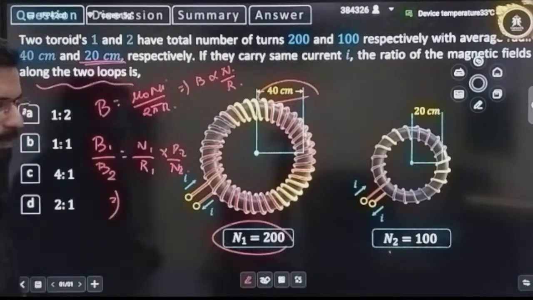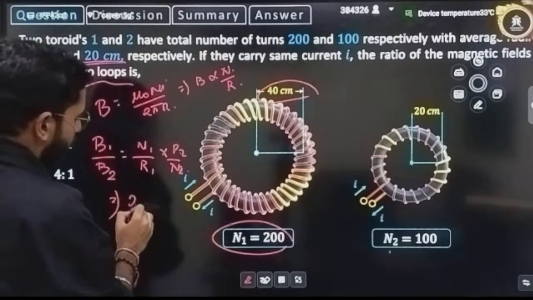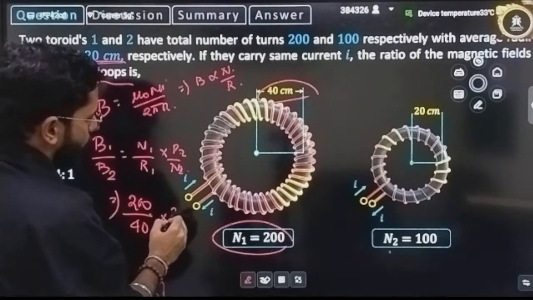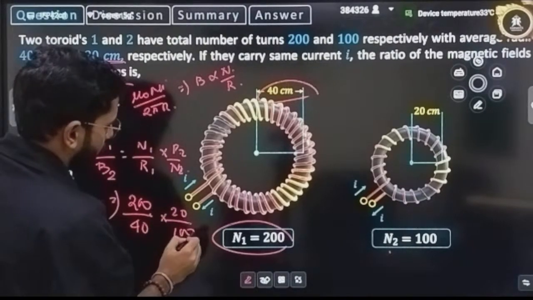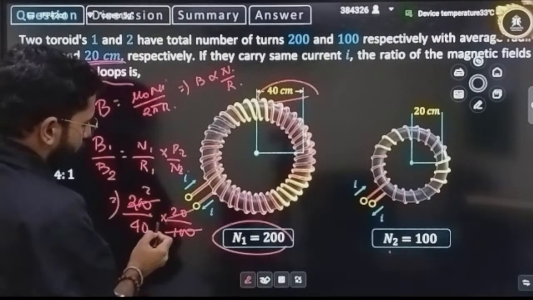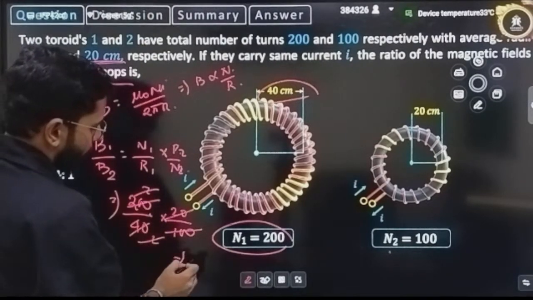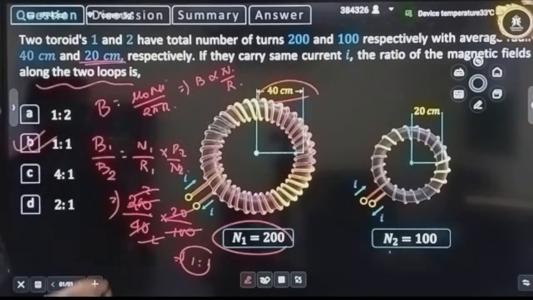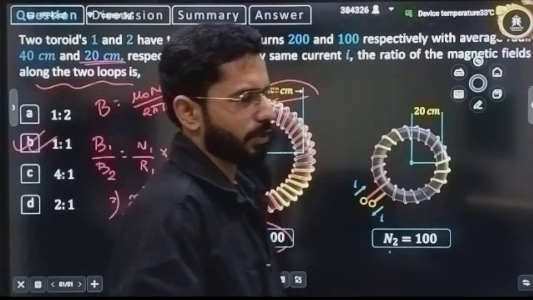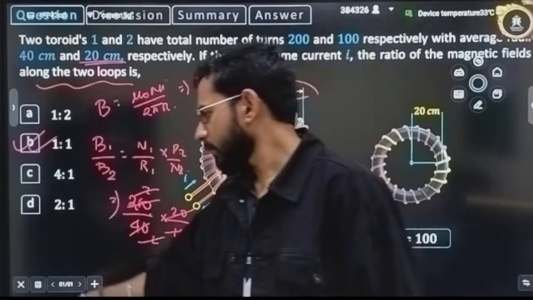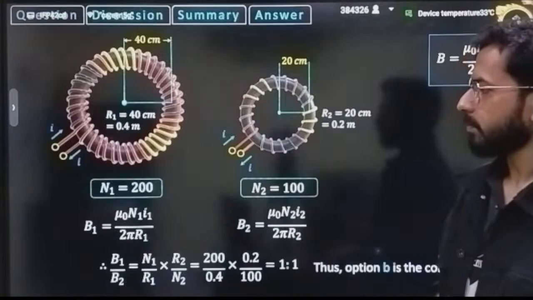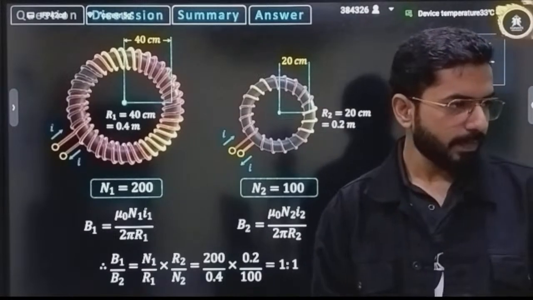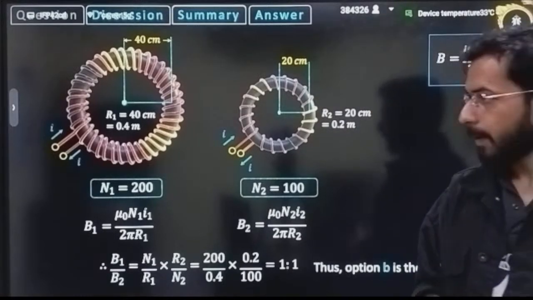I hope this much of the basic things are clear to you. N1 is how much? 200. R1 is how much? 40, into R2 which is how much? 20, divided by N2 which is how much? 100. This will become 2, this will become 2, the 2s cancel, that means the answer should be 1:1. Which option? Option D. Actually they have the same magnetic field. After calculating the ratio, you are getting this result. Here 1:1 is the answer. Is it clear to everyone? Correct?